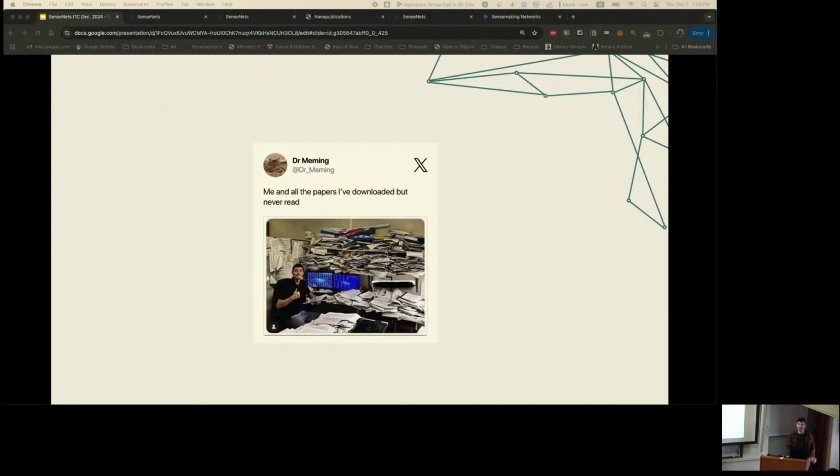I come from AI. I did my PhD in AI. We use social media all the time. So maybe I'm just biased by my field. Does this resonate with anyone? Okay, good. So at least we have some connection.